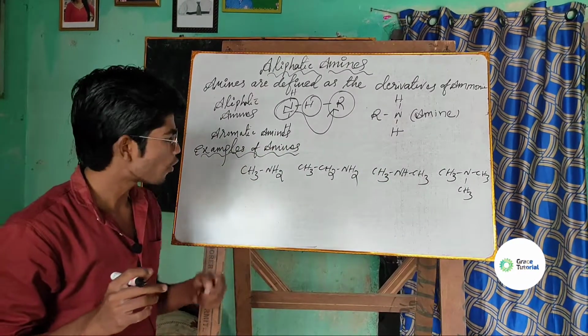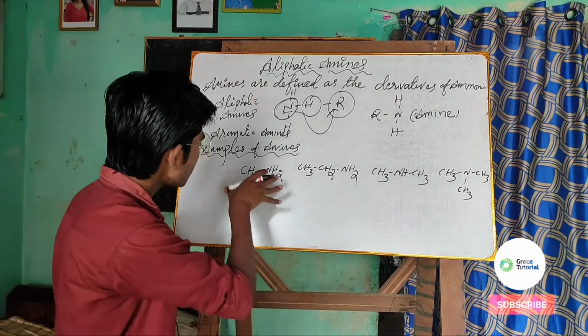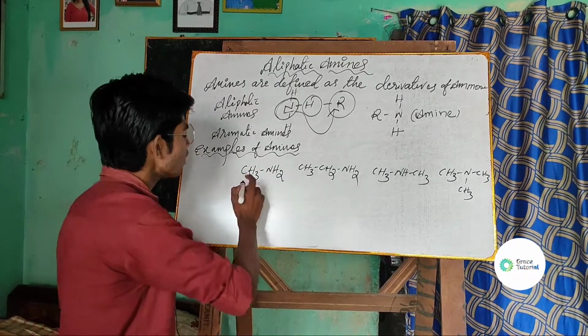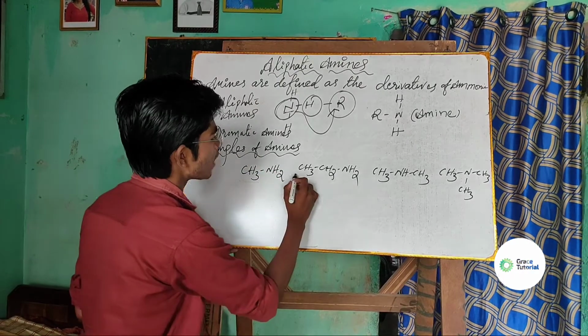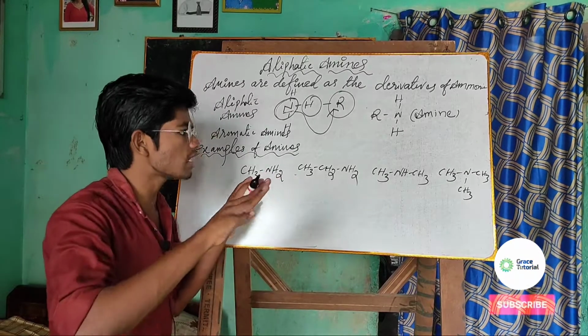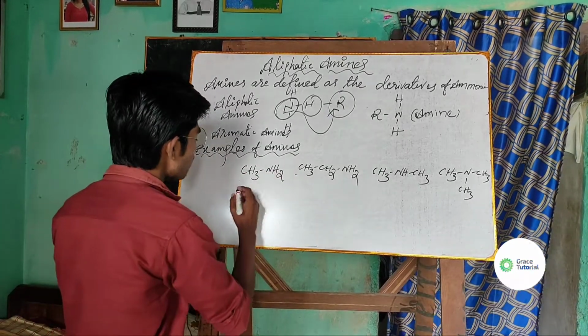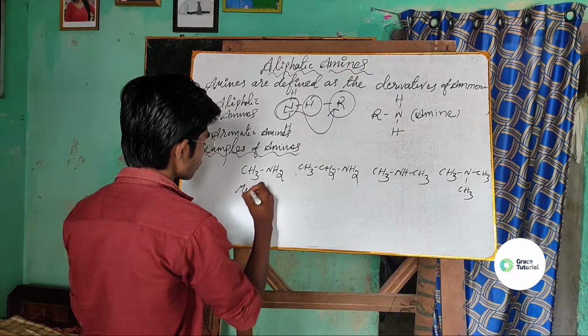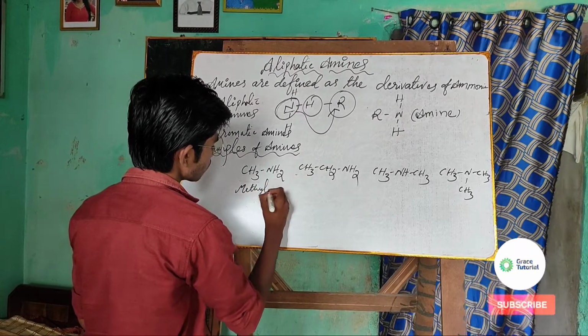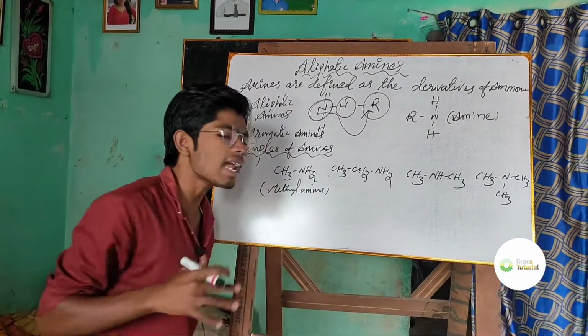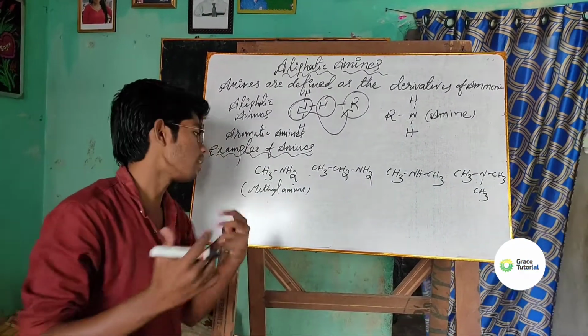So if you look at it very carefully, in each ammonia group, the hydrogen atoms are replaced and alkyl groups are attached to that. So these are the different amines. So what is the name of this amine? The name of this amine is methylamine, or we can say methanamine.